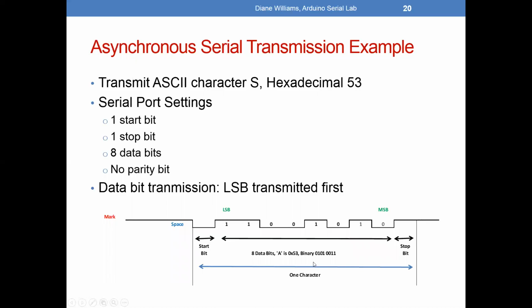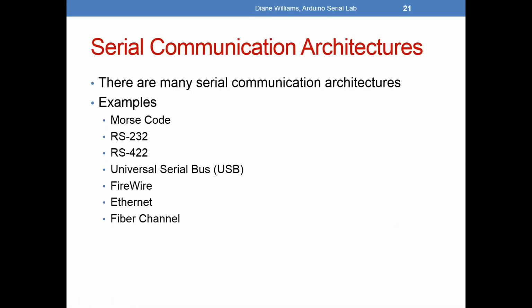So that's what it would look like if you were to put this on an oscilloscope and see the zeros and ones for transmitting the letter S. There are lots of serial communication architectures. Morse code was one of the first. There are different specifications, RS-232, 422, 485. We're commonly familiar with USB, Universal Serial Bus, but FireWire, Ethernet, even some fiber channels are serial communication. So it's widely used in our devices.